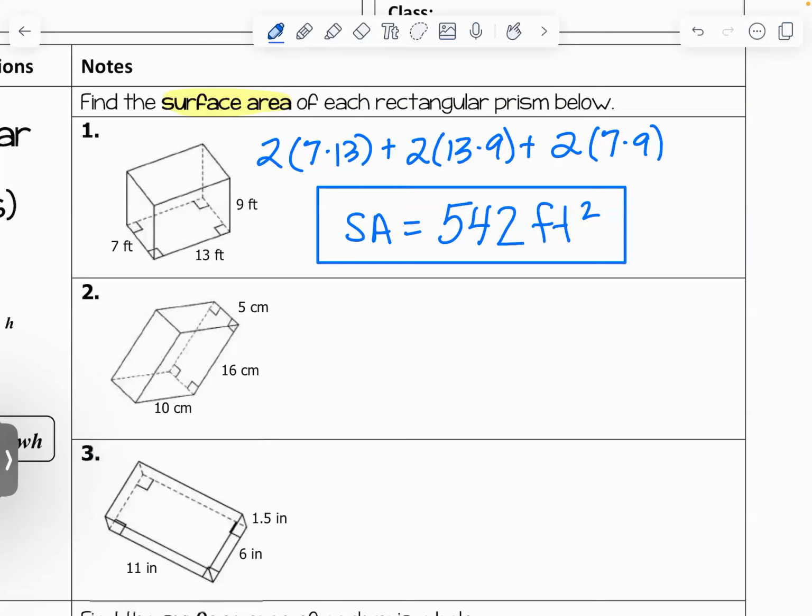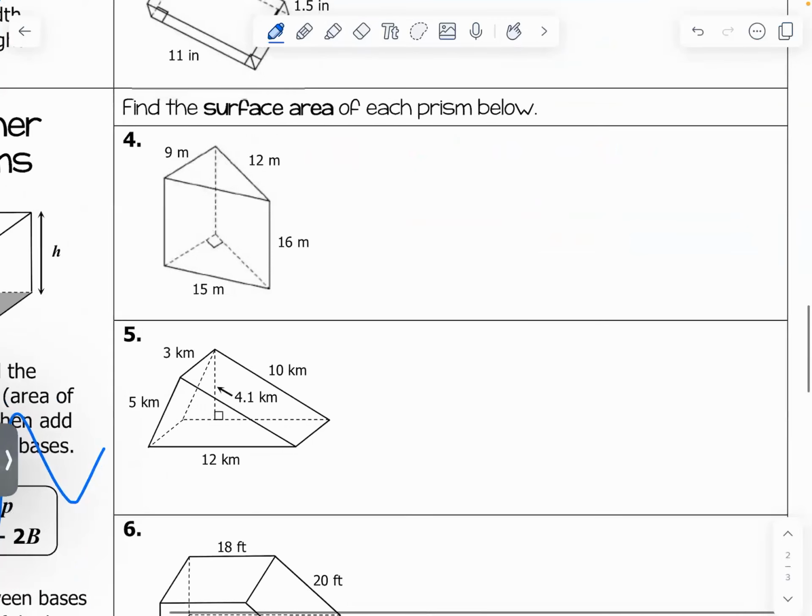Are we good? Sam, are we good? Oh, yeah. Okay. All right, so now I want to go down to number 4.